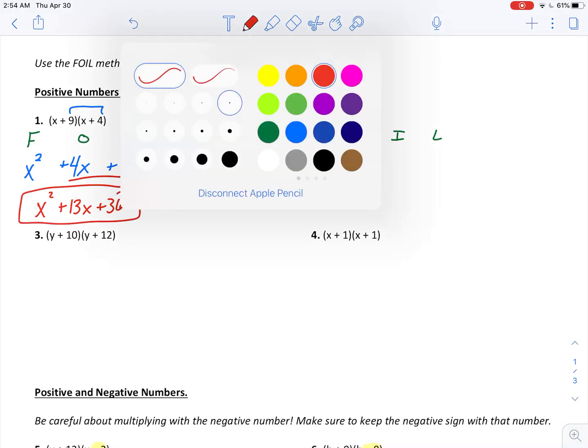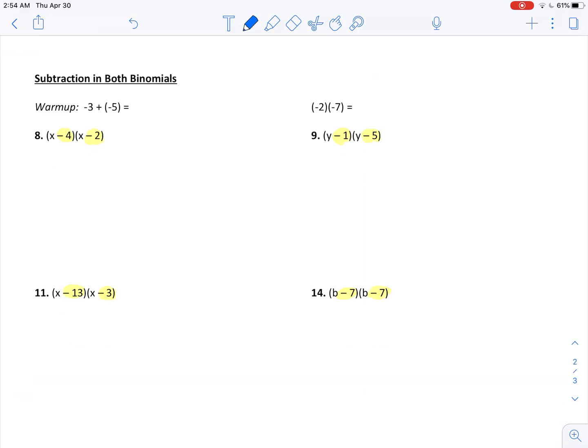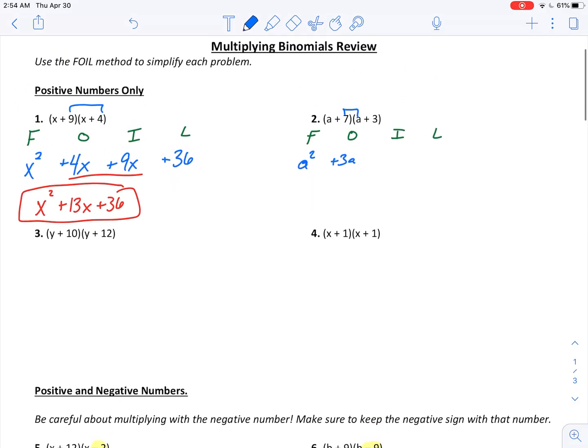Alright, now let's go over here. And I've got my first product, the first term in each binomial. A times a is a squared. Then the outer product, a times positive 3 is positive 3a. Then the inner product is positive 7 times a. Sorry about that. 7 times a is a positive 7a. And the last numbers multiplied together. Positive 7 times positive 3 is positive 21.